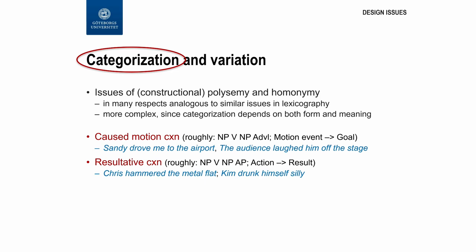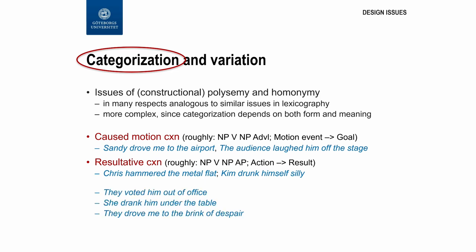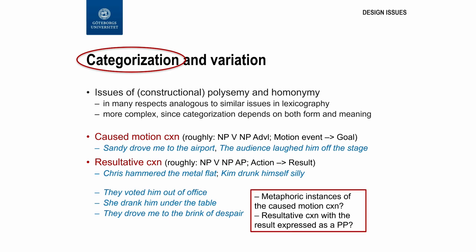And you have expressions like this. They voted him out of office. She drank him under the table. They drove me to the drink of despair. Which is it? Caused motion or resultative? I mean, you can see it as a metaphoric instance of the caused motion construction, or as a resultative construction where the result is expressed by a prepositional phrase instead of an adjective phrase.